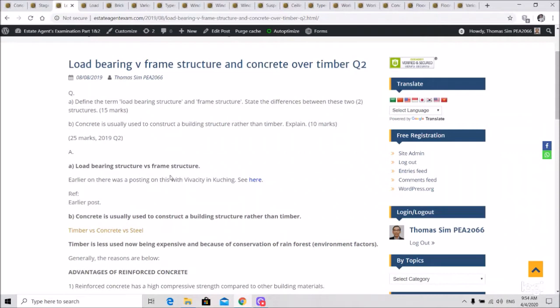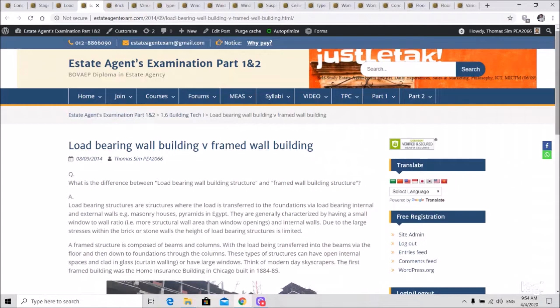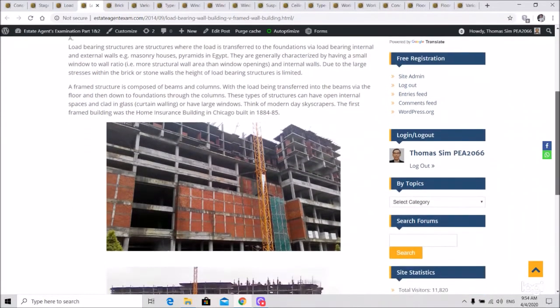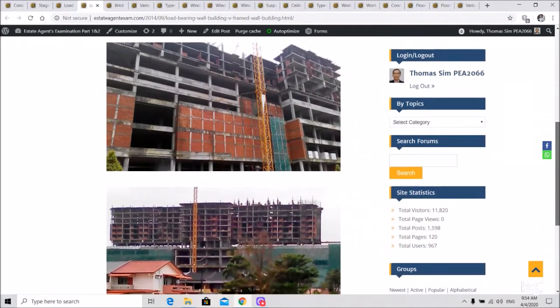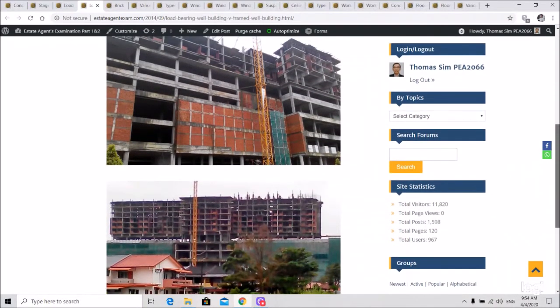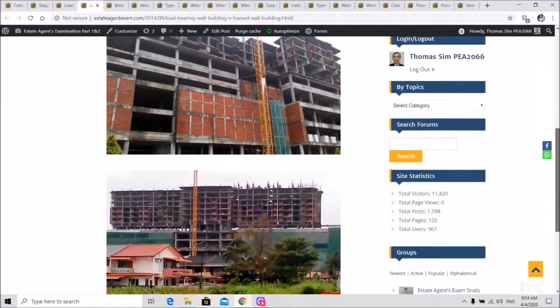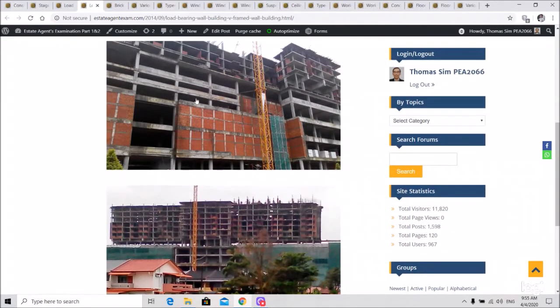In a way, I have done a question like this earlier, my own design question. This is about load bearing wall building and frame wall building. This is Viva City in Kuching before it is fully completed. So this is a frame, of course, a frame structure. You can see all the beams and the supports. All that you can see.